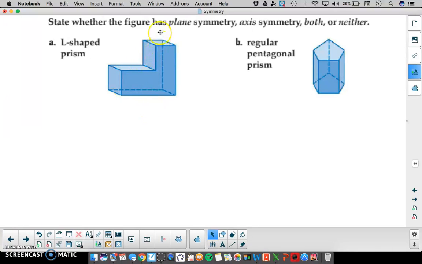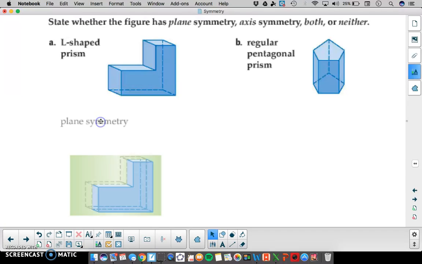Notice we could have a surface that goes through the center of the L to create 2 symmetrical L-shaped prisms. So this figure does have plane symmetry. Notice there's not a line that we can draw through that though, where we could rotate that figure and create a symmetrical image. So there's not a line that we could draw through here and rotate that figure and it look exactly the same. So it does not have axis symmetry.